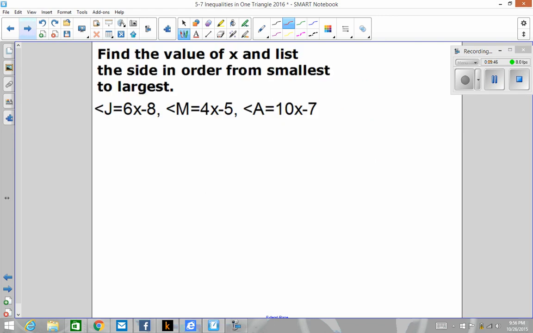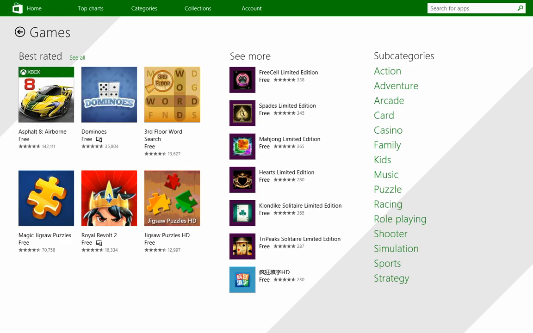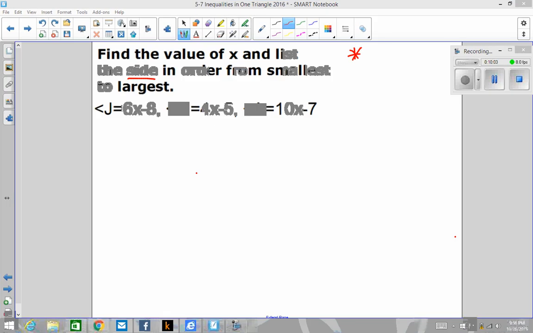All right, next. I will have a question just like this on a test, and there are a bunch of these on the homework, so make sure you do them. I will give you some common mistakes that are made. So it says find the value of x and list the sides in order from smallest to largest. So pause the video, make an attempt on this. All right?